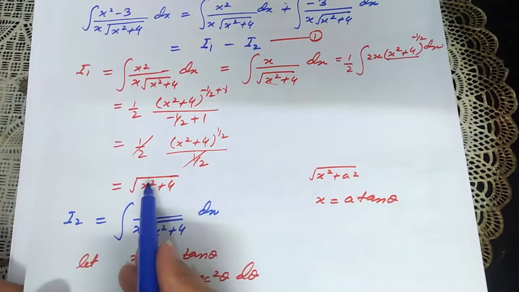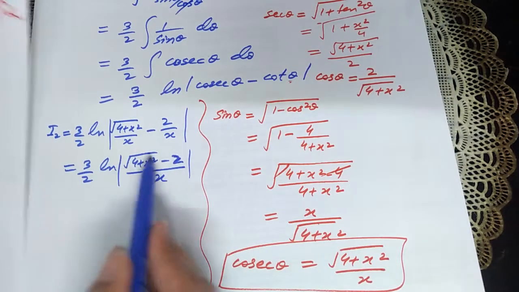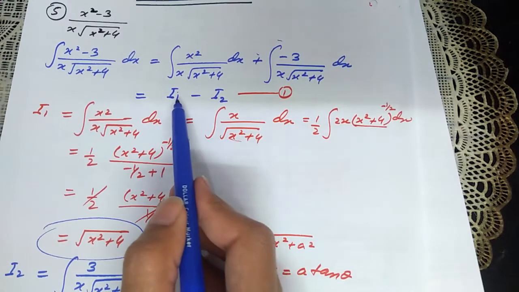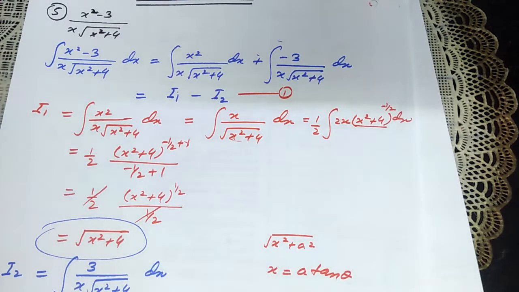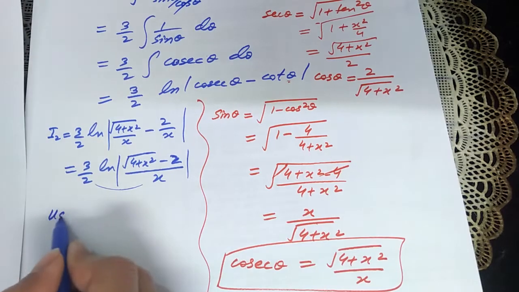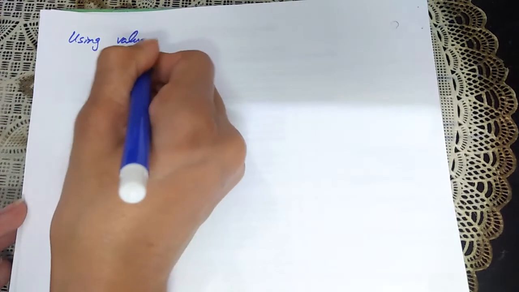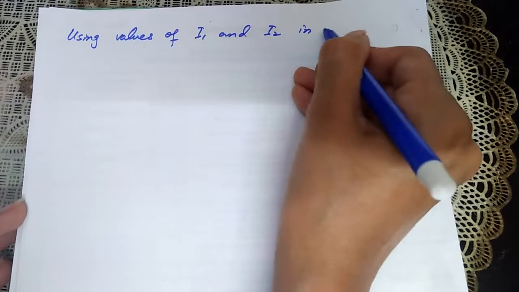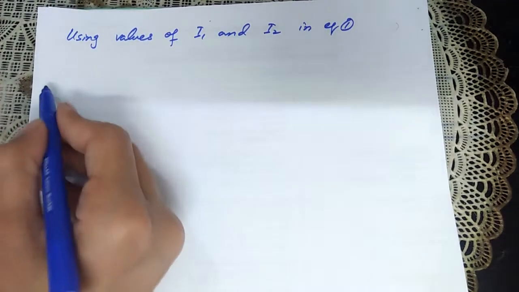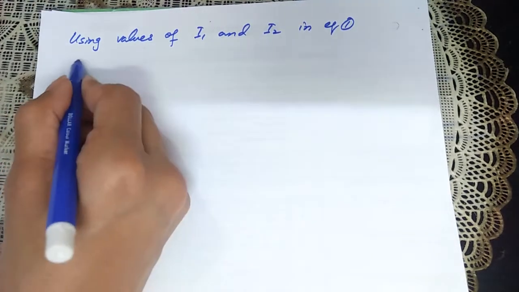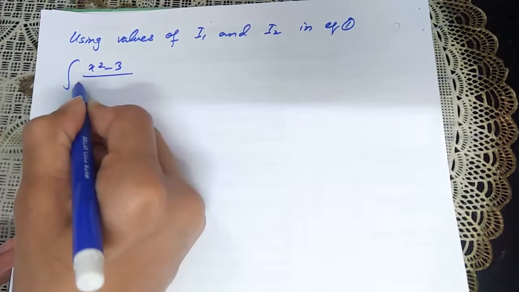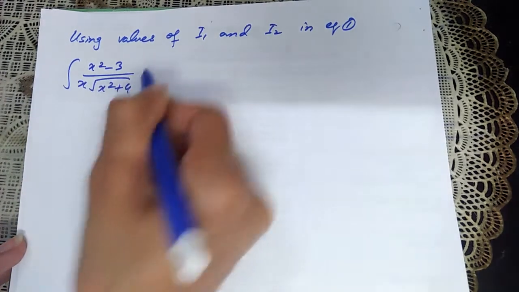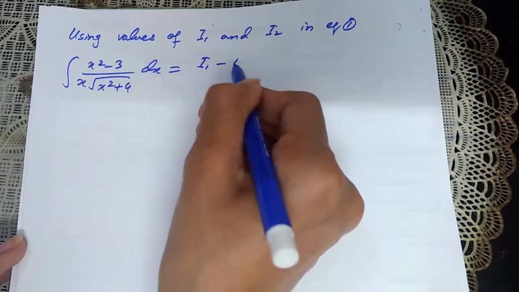Now I got the value of I1, this thing, and I got the answer of I2 as well. I can substitute back these values in this equation number 1. So let's write here, using values of I1 and I2 in equation 1. We know that what our equation 1 was, that was x square minus 3 over x into x square plus 4 dx, and that was equal to I1 minus I2.